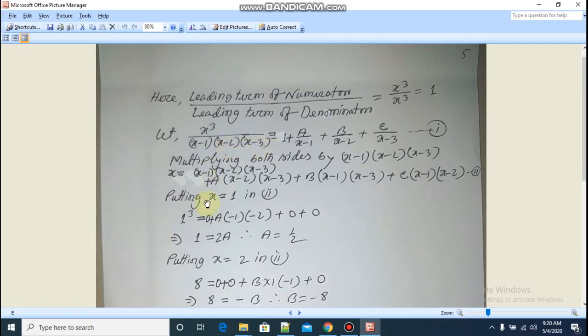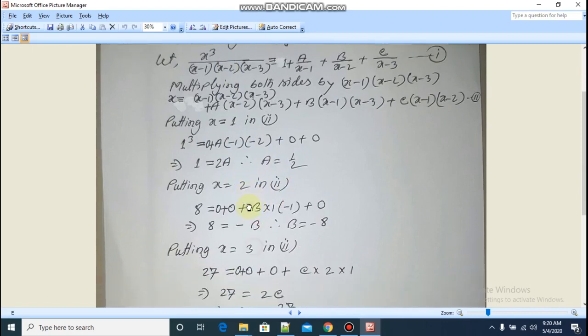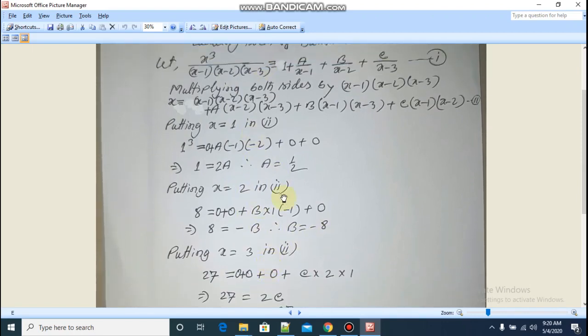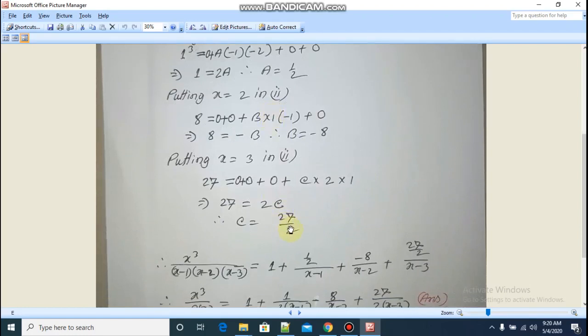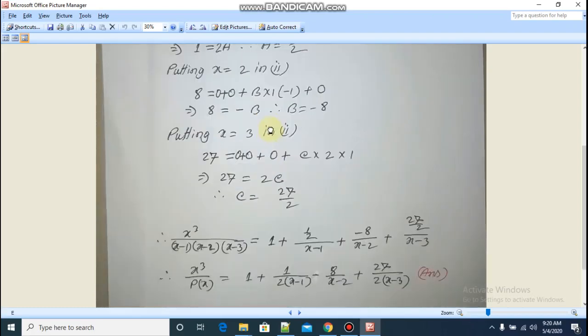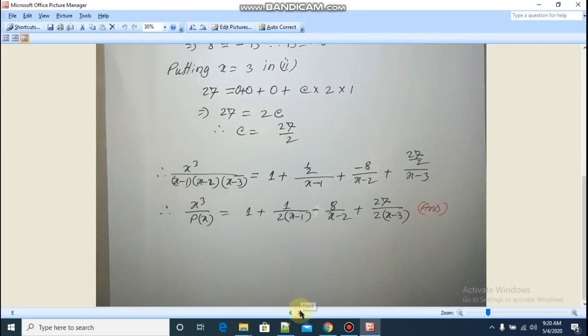So putting x equal to 1, we get a equal half. Putting x equal to 2, we get b equal minus 8. Putting x equal 3, we get c equal 27 by 2. After putting values of a, b, c in 1, we get this. Finally, this is the answer. Next one.